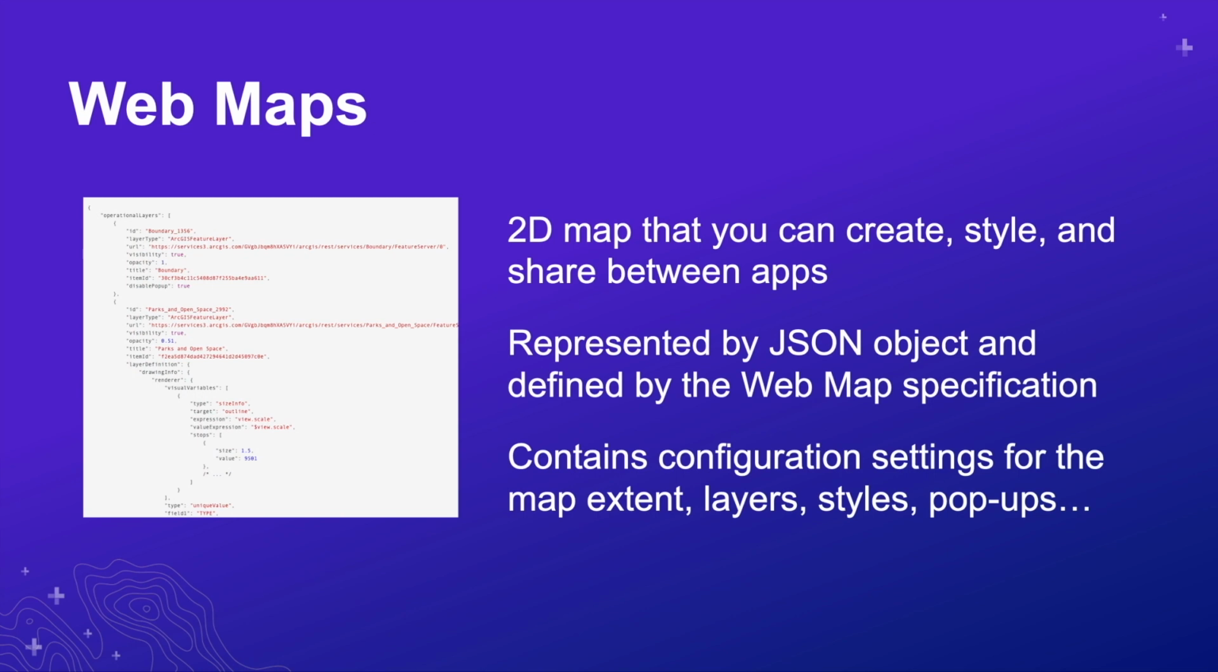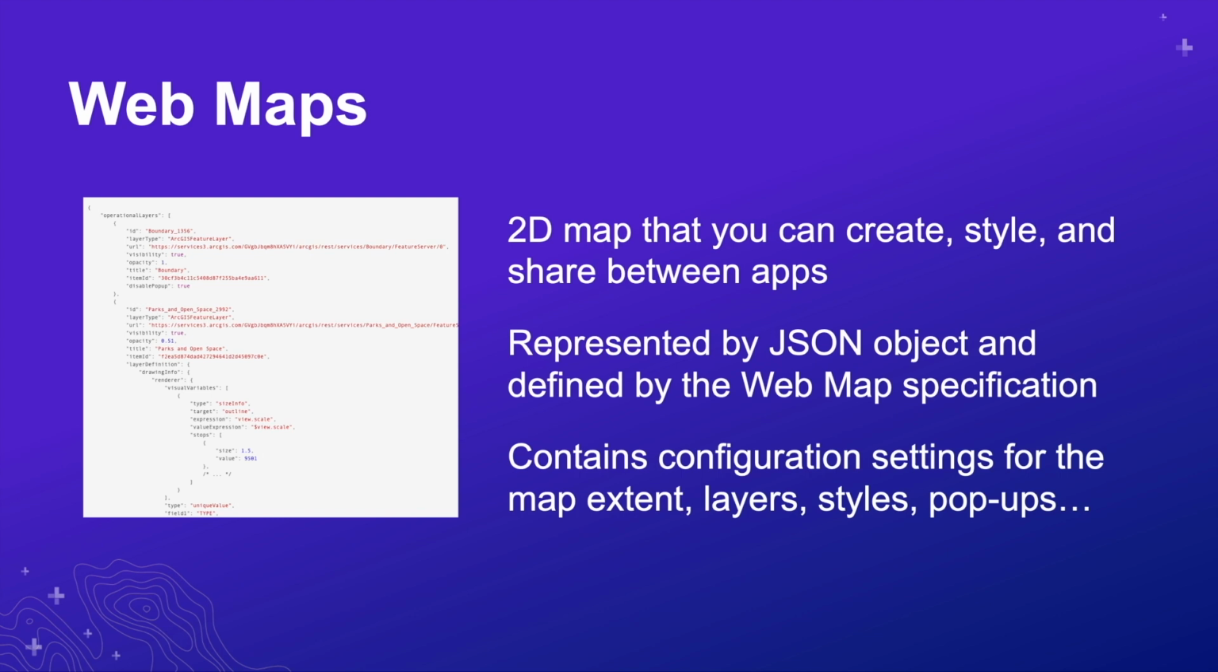With layers, many times in all applications, really in all organizations, they have tens, hundreds, or thousands of layers. And with layers, you want to bring them together and create a map. And so we do that, on the 2D side, through web maps. Web maps are 2D maps that you can create, style, and share between apps. So think of these as really a configuration, right? They're represented by a JSON object and defined by a web map specification that we've defined. And it contains configuration settings for the map extent, layers, styles, and pop-ups.